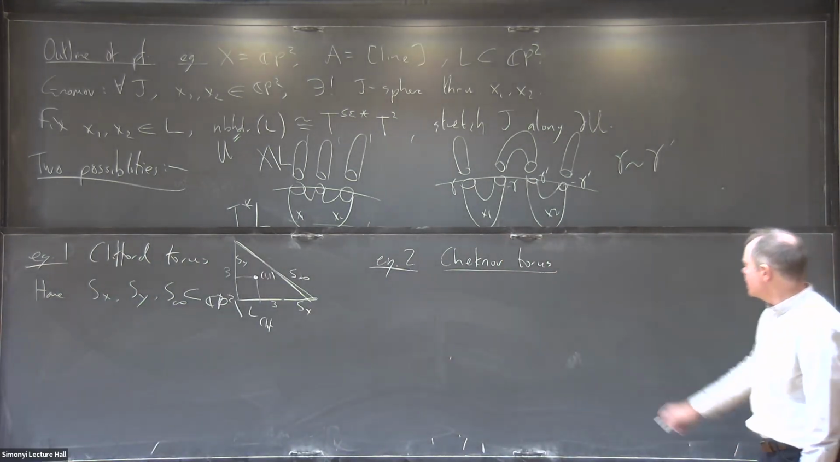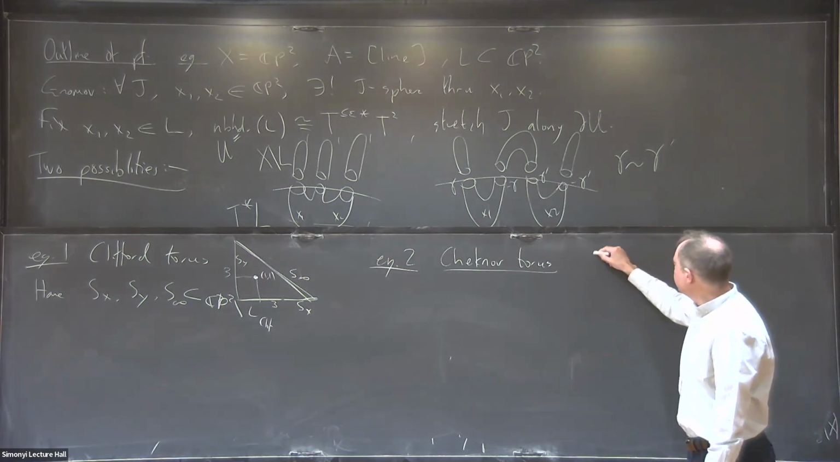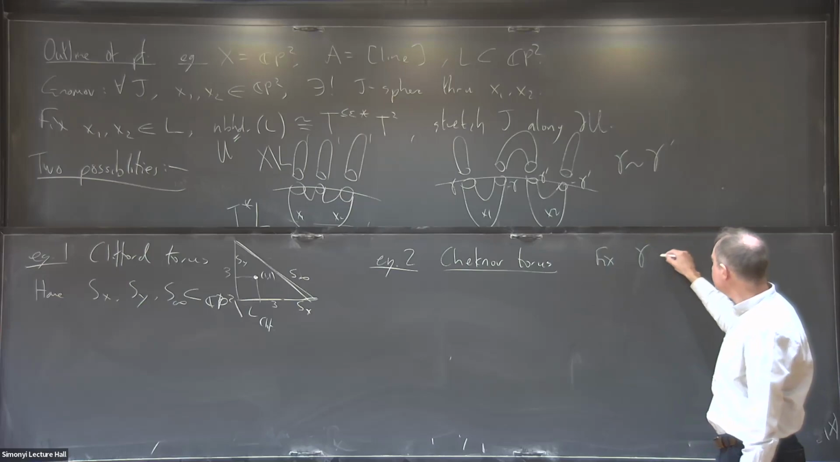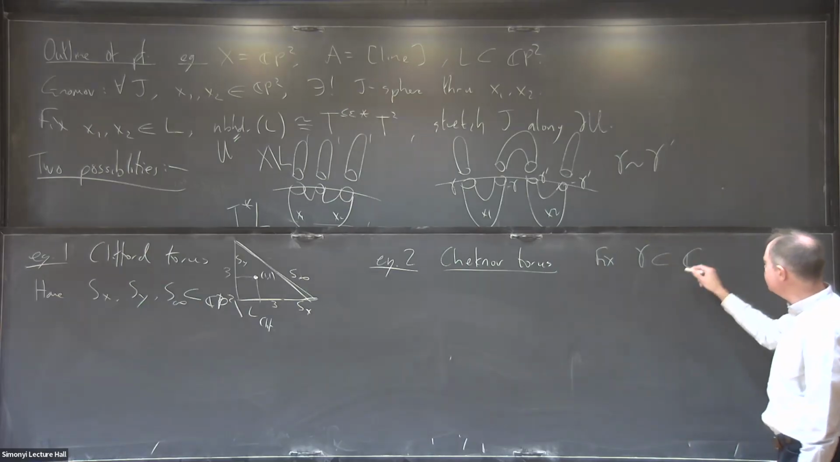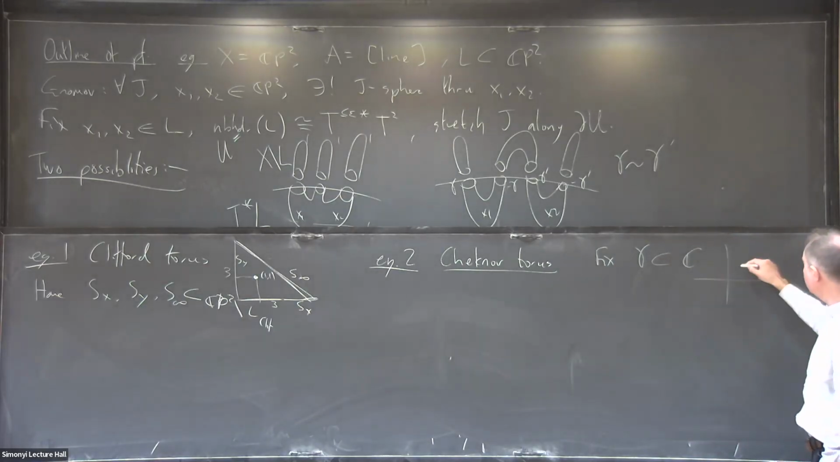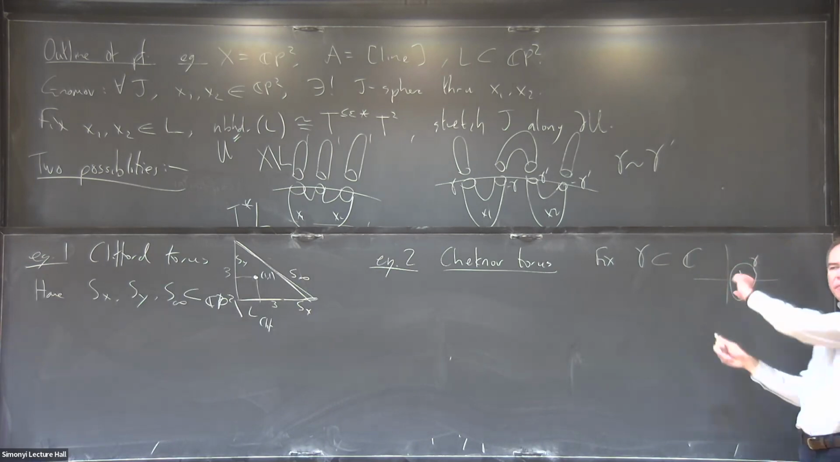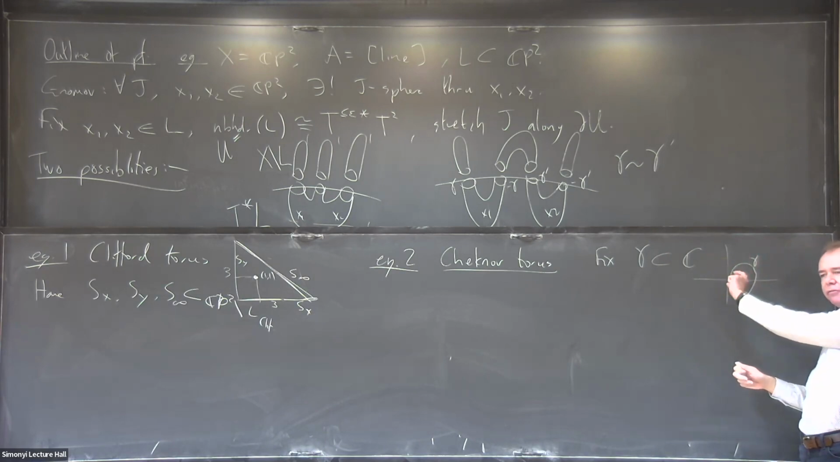Right, so to do this, I have to fix a circle in the complex plane. I think it has to bound area 1/2, call it gamma here. So it's area 1/2, and the important point is it's disjoint from itself if you reflect in the origin.